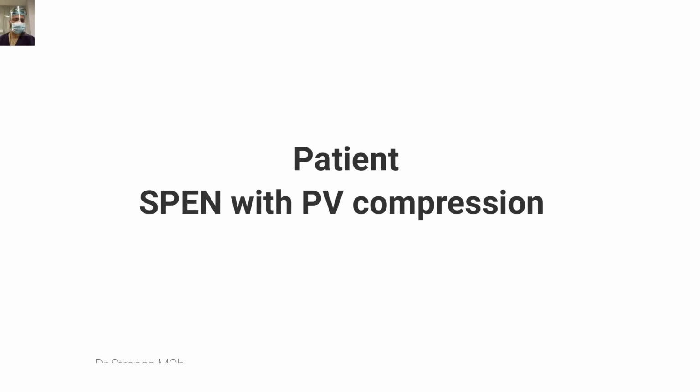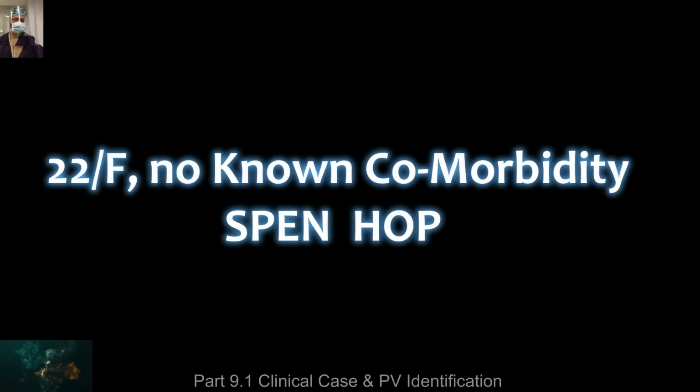This is the same patient, a girl with SPEN, about which we have already discussed. So I am sharing a short clip from the previous video for the description of the CT findings and the clinical case details. So this is the same patient, the girl with SPEN in the head of pancreas, which we have discussed in our Kocherization and chevron incision.